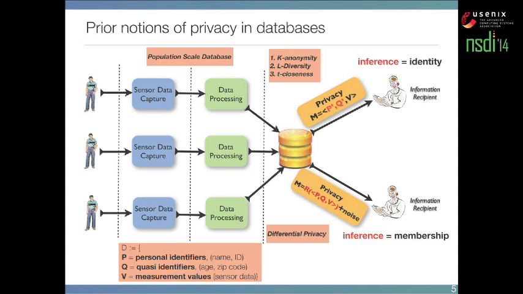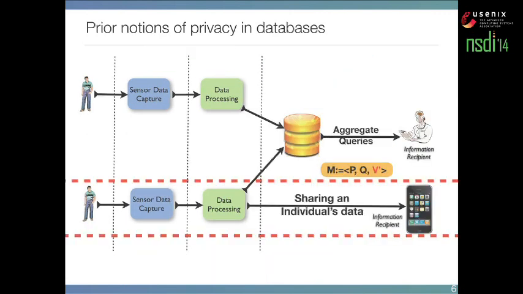Now, the other predominant notion that we have is one of differential privacy. And the idea here is that you execute aggregate queries on a population scale database. And you take these query responses and add structured noise to it, typically from a Laplace distribution. And you release this obfuscated query response to the adversary. Now, on observing this, the adversary should not be able to figure out the presence or absence of a particular individual in the database. But the setting that we consider in our problem is very different.